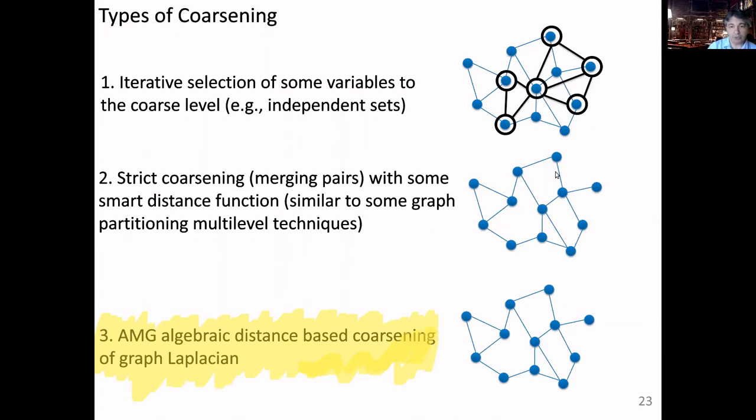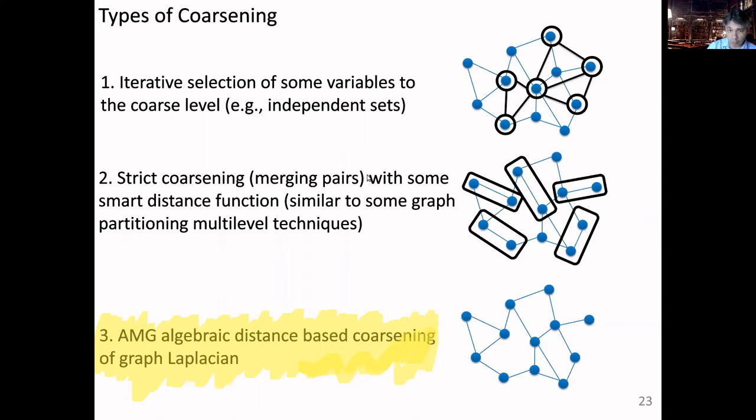Then the second strategy is a little bit better. We merge pairs of nodes based on some criterion, for example, based on algebraic distance or another smart distance function, and connect them, move all of them to the coarse level, and this forms our coarse problem. And then the solution of each of these coarse nodes will go back to these variables, and then they will be refined.